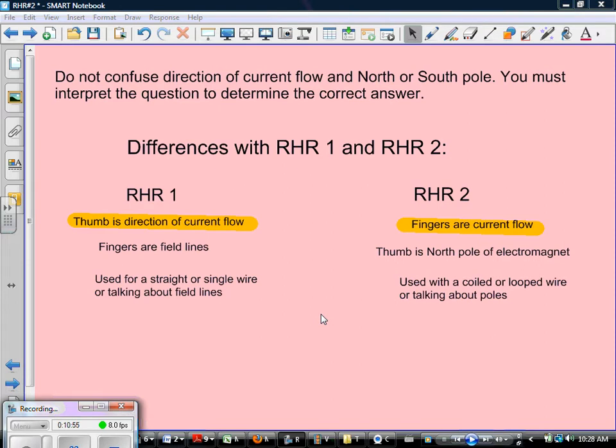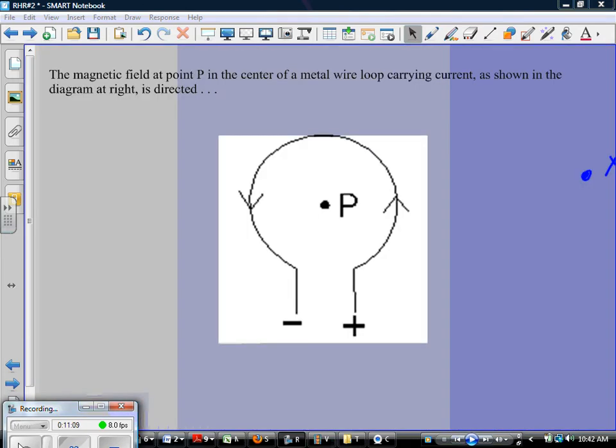So don't confuse current flow and north and south pole. You must interpret the question to determine the correct answer. And then here I've outlined the differences between right-hand rule 1 and right-hand rule 2. So here is an example of an exam question. I actually pulled this off of last year's exam. And since there's only so many ways I can ask, how does the field look in this direction or at this point, I would probably copy this one down.